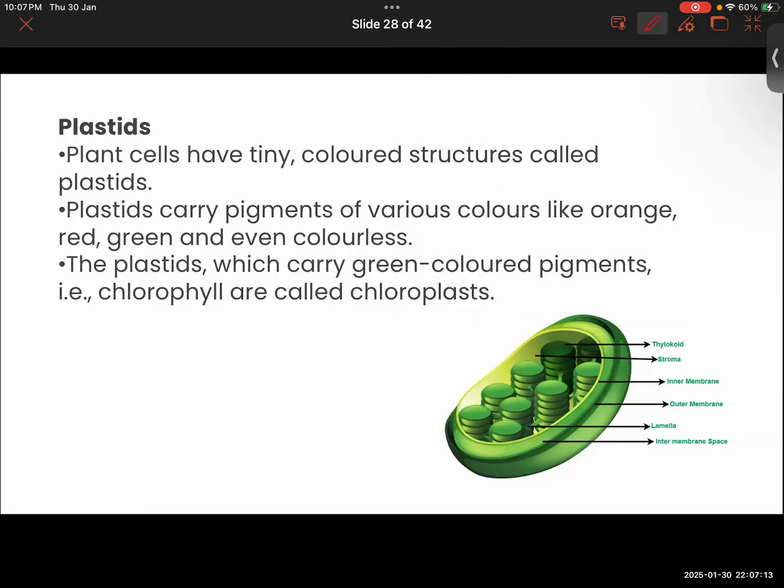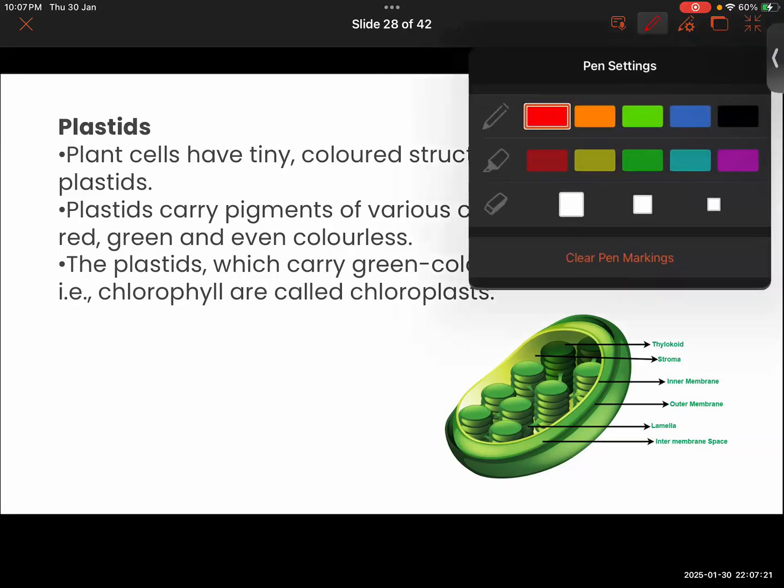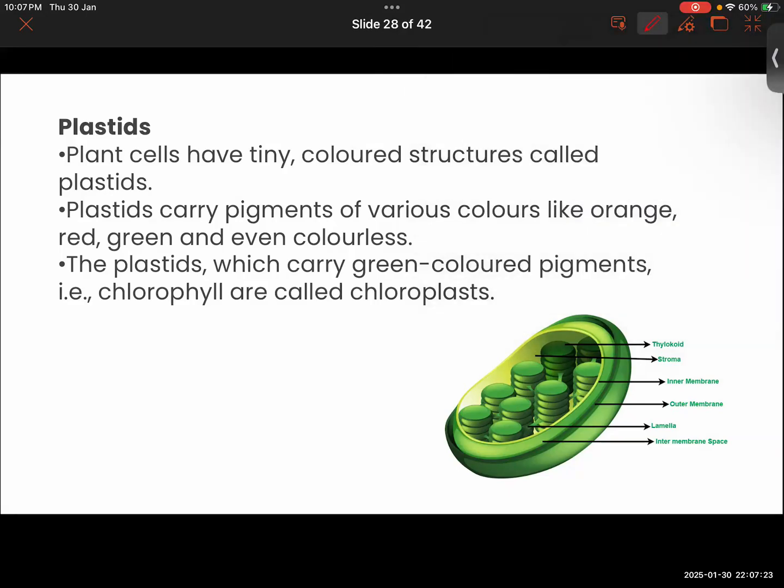Next, you have the plastids, right? And the plastids are only present in the plant cells. They carry pigments in them, different kinds of pigments, like green, yellow, orange, brown, etc. So they are present in the plant cells while they are absent in the animal cells. Keep this in mind.